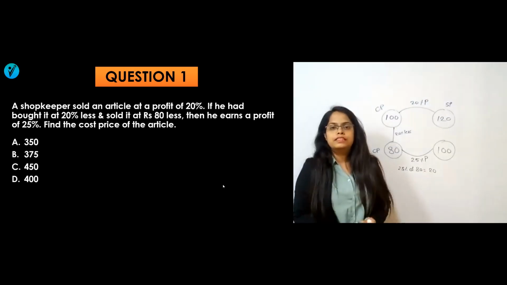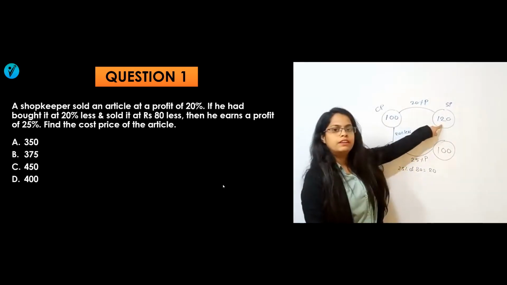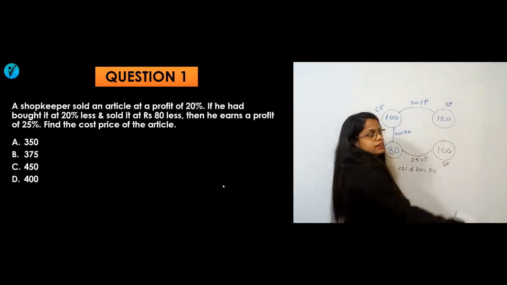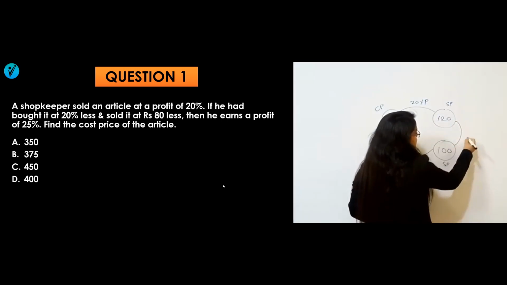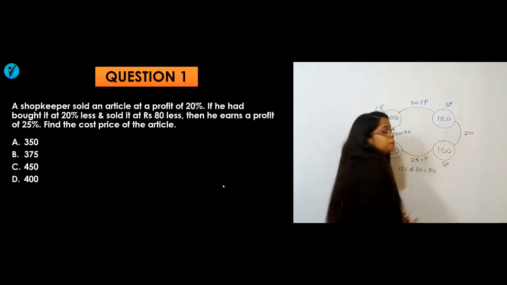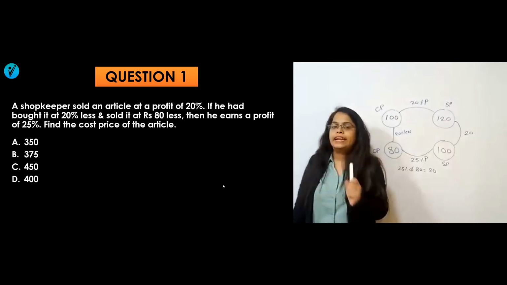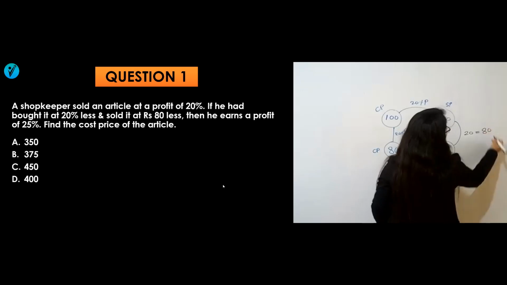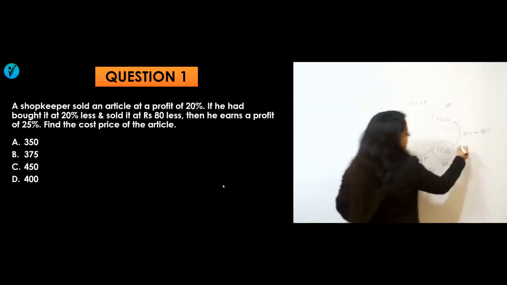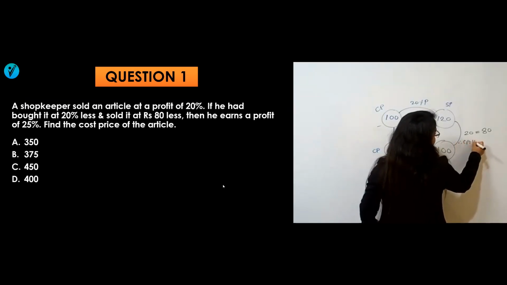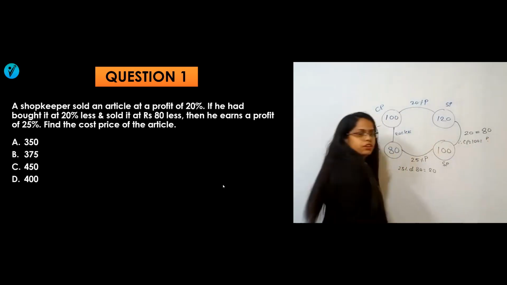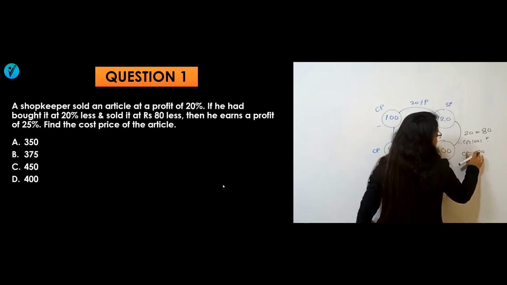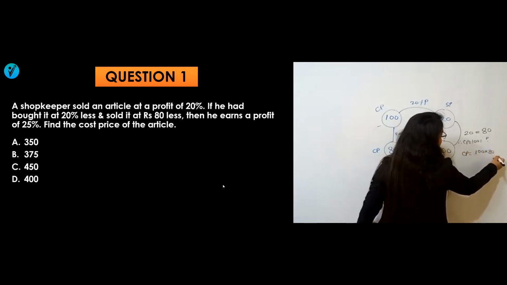Which means his initial SP was 120. The new SP is 100. So it is less by 120 minus 100, 20 rupees. But they are saying that he sold it at 80 rupees less, so we will equate this: 20 is equal to 80. So CP 100 is equal to what? Do the cross multiplication. CP will be equal to 100 into 80 divided by 20.